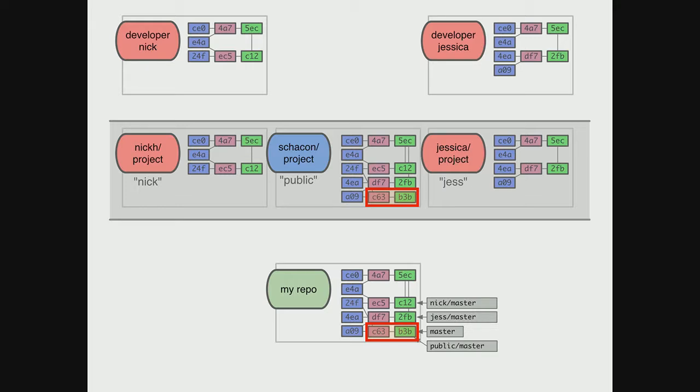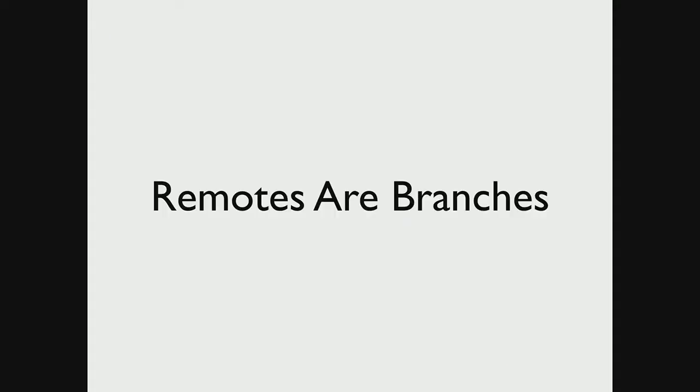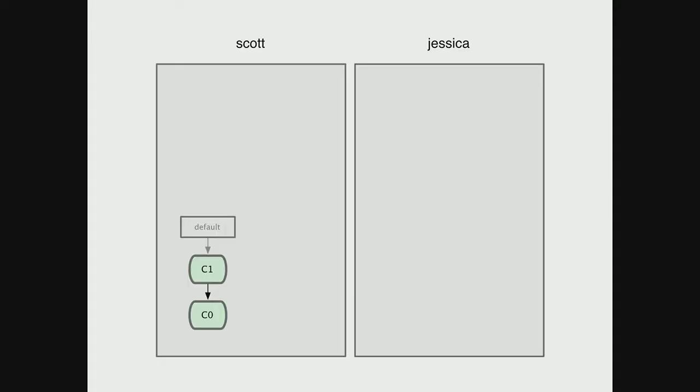What they could do, if they wanted to, is both of them could pull from that middle project and then push it back up, and now everybody's on the same page. So remotes are just branches, like we found out from that perfect question. We have my repository. I've got a couple of changes.